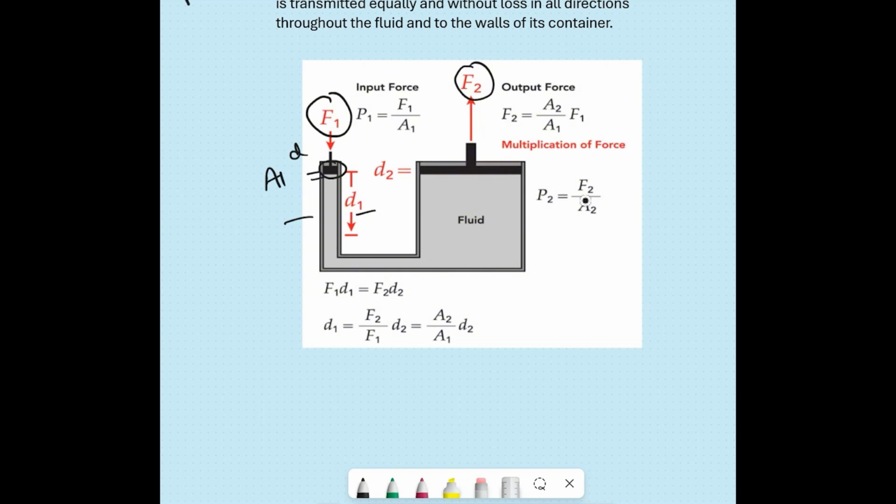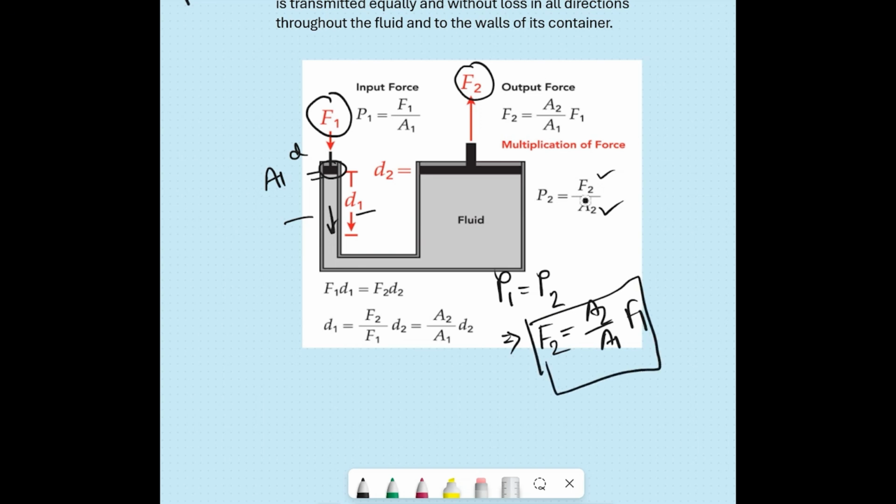The smaller piston pressure is P1 equals F1 by A1, and P2 equals F2 by A2. Obviously we can say that P1, the pressure imposed here, equals P2. From this equation we find F2 equals A2 by A1 into F1. By using this equation we can solve a couple of numerical problems.